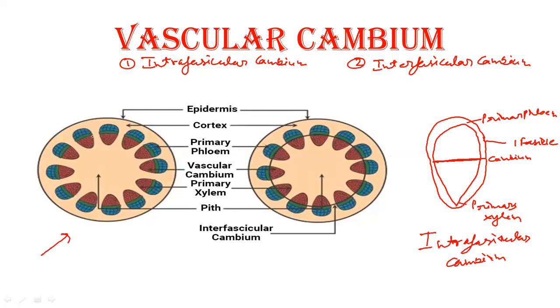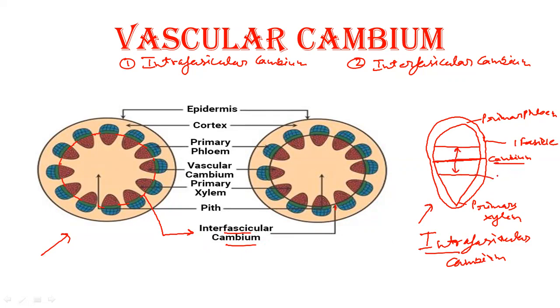These vascular bundles are arranged in a circle form. You can see in this picture, these vascular bundles are arranged in a circle, and the medullary ray adjoining these bundles becomes meristematic and forms the cambium. So a complete cambial ring is formed, and this cambium which is present between the vascular bundles is called interfascicular cambium. What is the difference between intra and inter? Intra means the cambium present within the bundle and inter means the cambium present between the bundles.